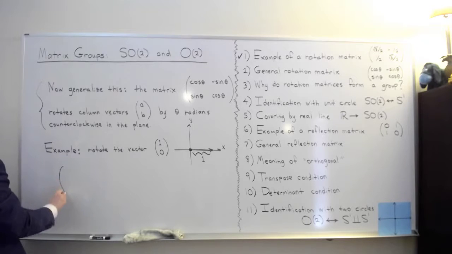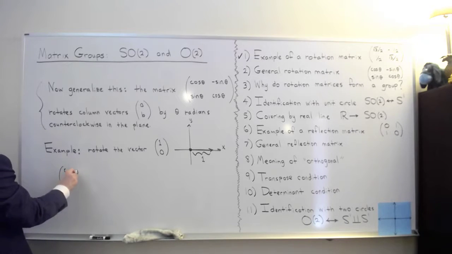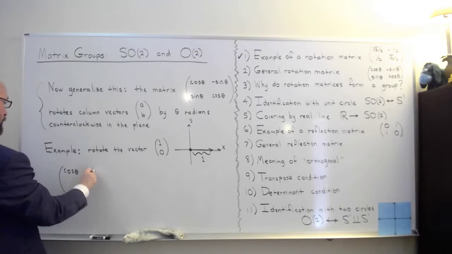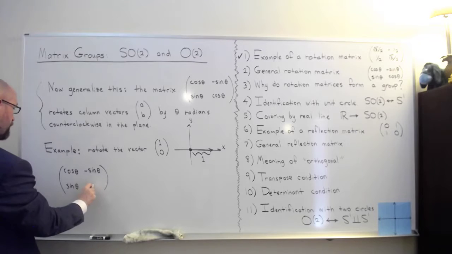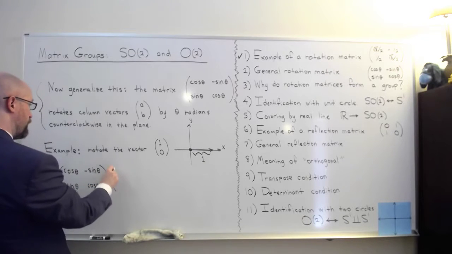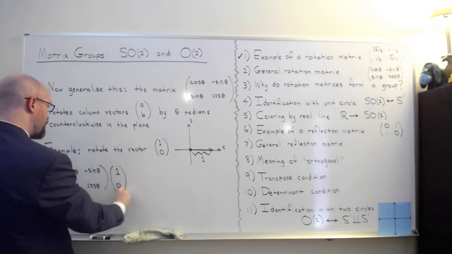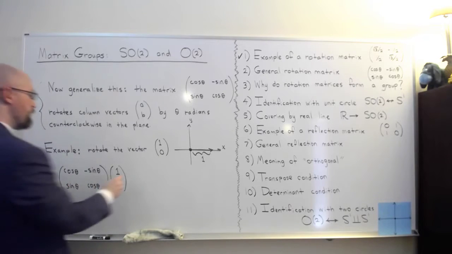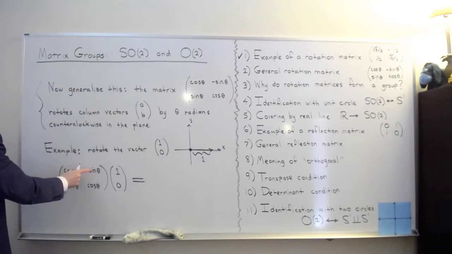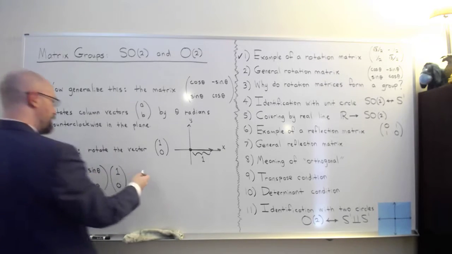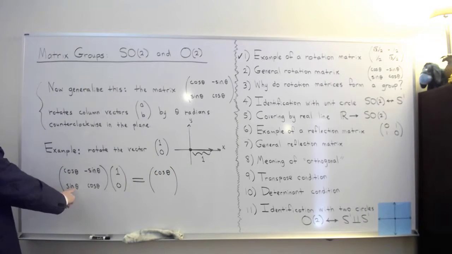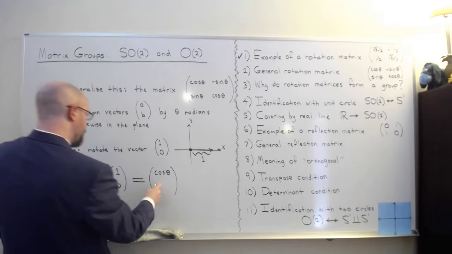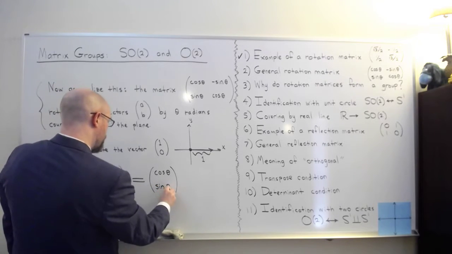So what we're going to do is take that matrix, cosine theta, minus sine theta, sine theta, cosine theta, and use it to transform this vector. So we have matrix multiplication again. This row, there's only one column, so I'm pairing the cosine with the 1 and the minus sine with the 0. So that's going to give me a cosine theta here. And then the sine theta goes with the 1, and the cosine theta goes with the 0. So this is going to be a sine theta here.